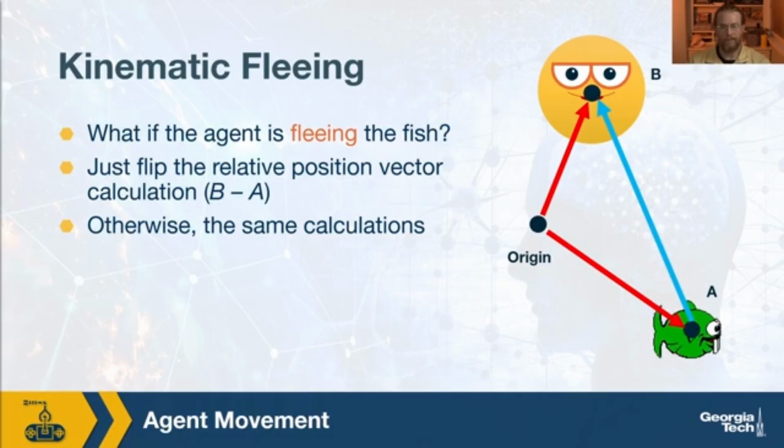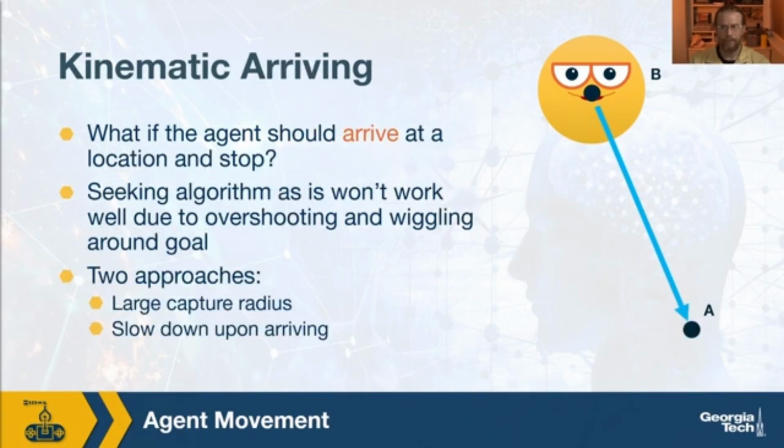We're still going to be offsetting from B, even though we did the relative vector from A to B. We can add that once we've done the normalizing and multiplied by the agent speed and so on. We add that still to the B position. So we're just flipping the subtraction part of that relative vector calculation. And that will give us a very simple kinematic fleeing behavior. We could also come up with a variation for arriving.